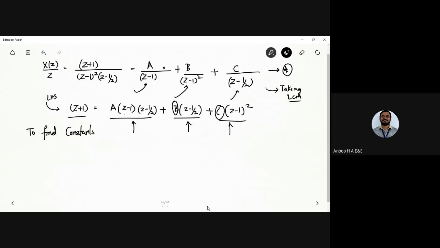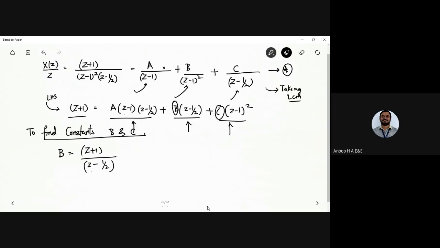So to find constants B and C, I need to take (z minus 1) the whole squared, set z minus 1 equal to 0 there, right? So B would be equal to (z plus 1) divided by (z minus 1/2). Okay, let me erase this in just a moment. Yes. So I have (z plus 1) divided by (z minus 1/2). What I'll do, z would be equal to 1 here.